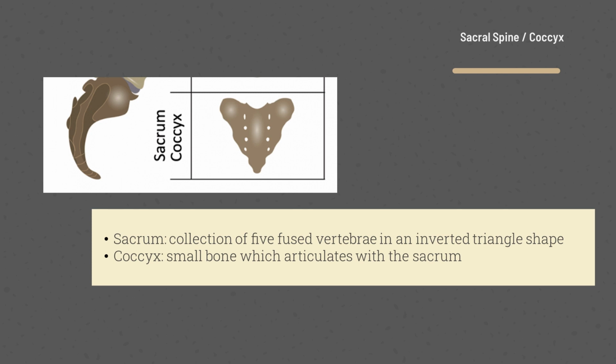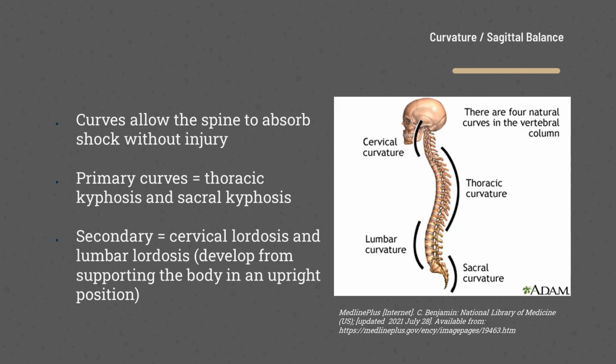Okay, this is my last slide before I hand over to George and Ian. I'm just going to very briefly go through the curves of the spine. As you all know, if we take a slice of someone's spine from the sagittal plane, it's not going to be a straight line. It's going to have curves, and it has curves because that helps with shock absorption. The same way if you have a spring and you compress the spring, it won't break. The spine has curves so that it can absorb shock without injuring itself.